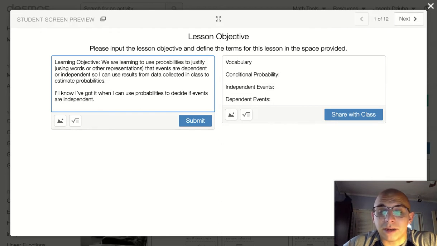We've been talking about independent and dependent events for quite some time, but in the event that, no pun intended, you do not know what they are, two events are considered independent when the probability or the outcome of one event has no bearing on the probability or outcome of the second event.